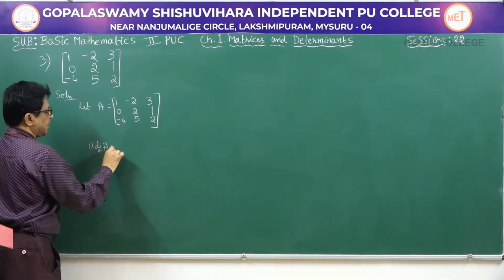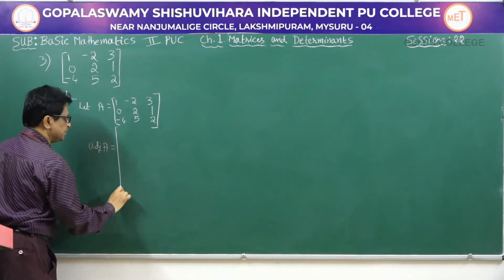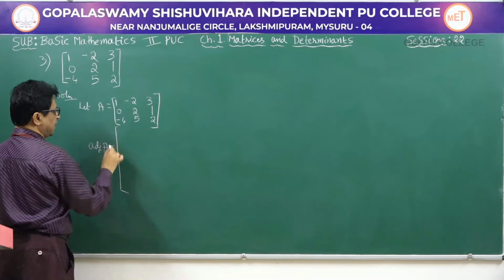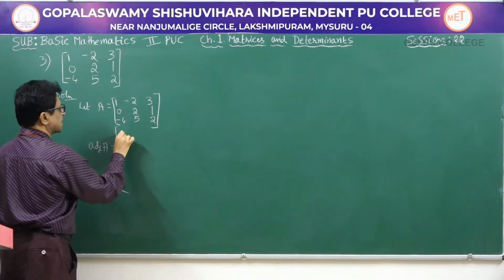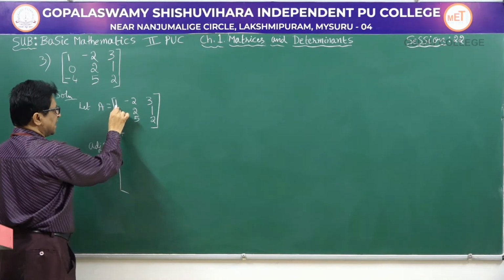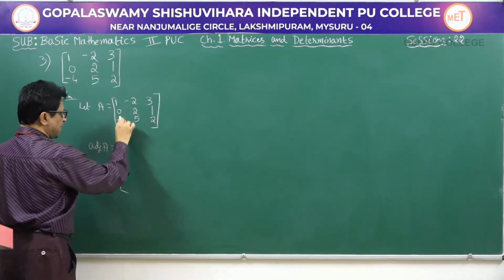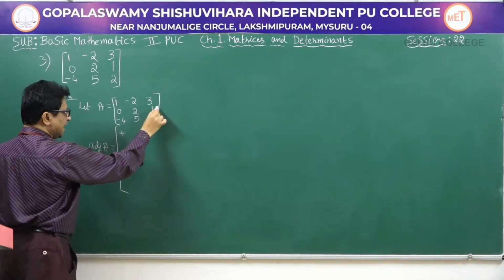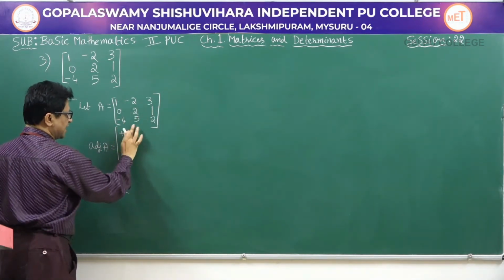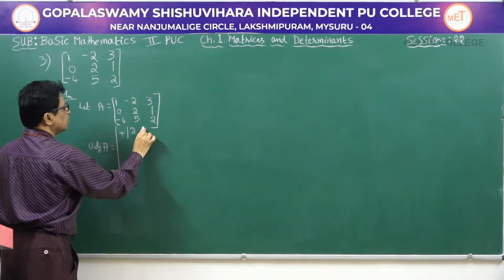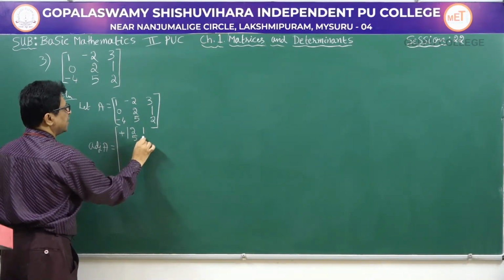So, adjoint A is equal to, let us find the cofactor of 1. So, first we shall write the sign plus. So, 1 lies in the first row and first column. We eliminate the first row and first column and take the determinant of the remaining elements. So, it is determinant of 2, 1, 5, 2.